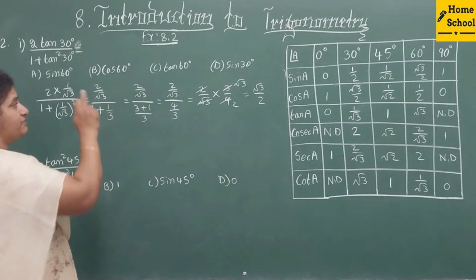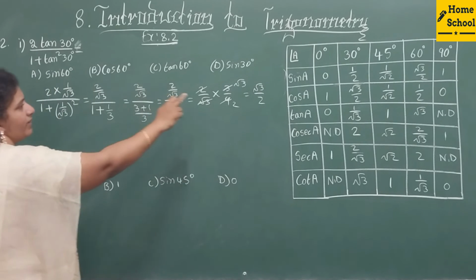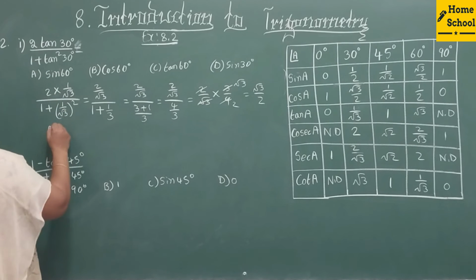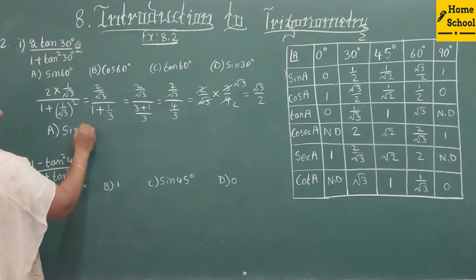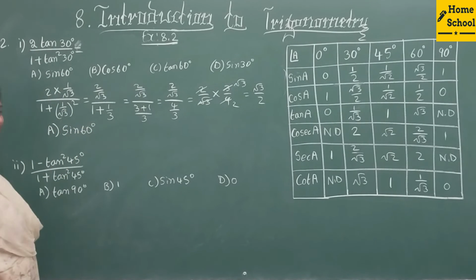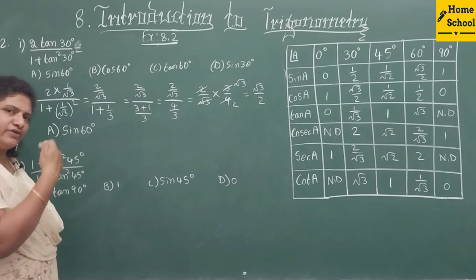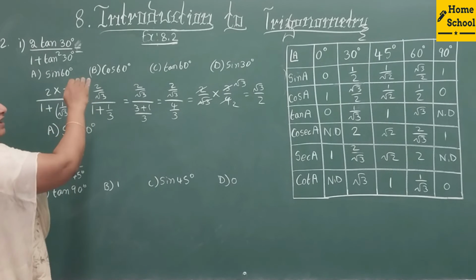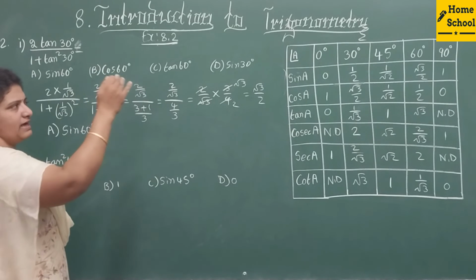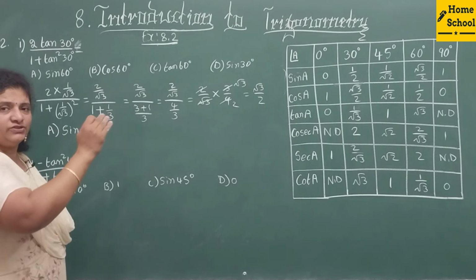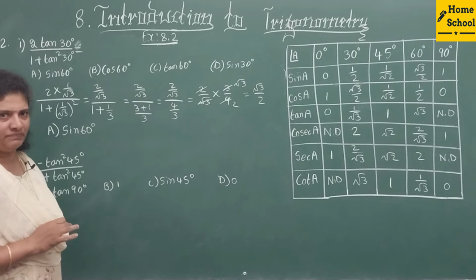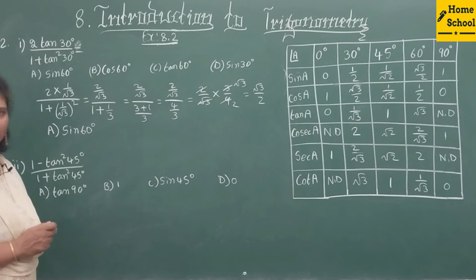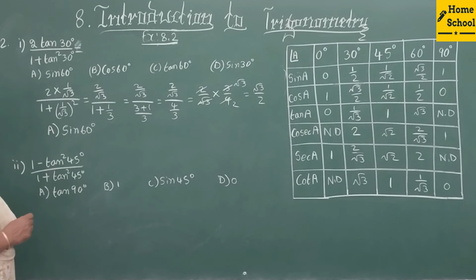So observe here sin 60. What is sin 60? Root 3 by 2. So your answer is sin 60 degree. Option A, sin 60 degree. Okay. Search for root 3 by 2. If not there, just see what are all the values. What is cos 60? What is tan 60? What is sin 30? Which one is matching? That is your answer.